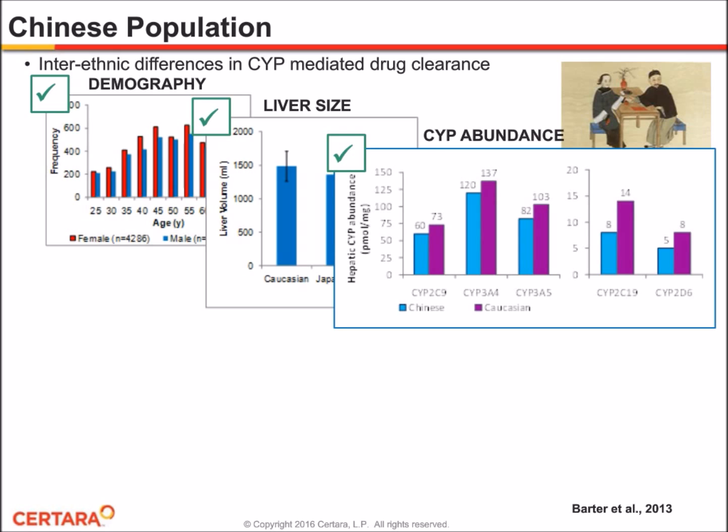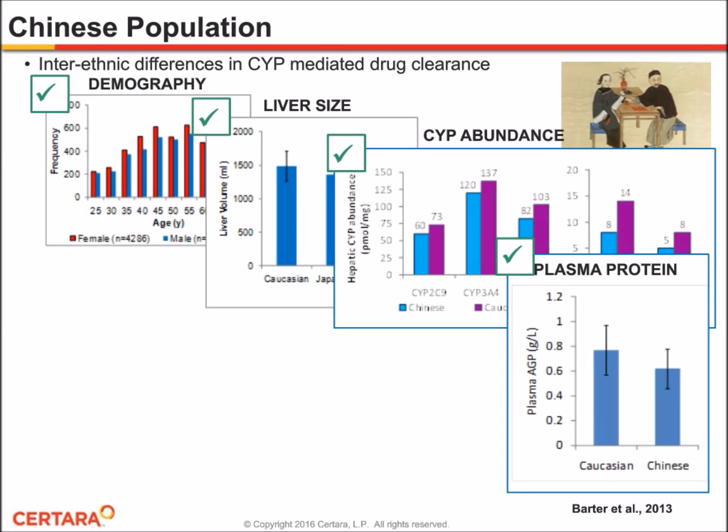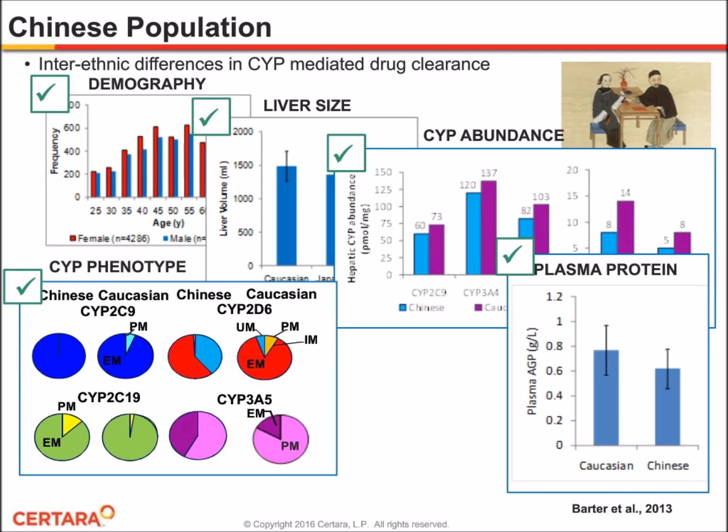So these are the variations in the various CYP enzymes, such as 2C9, 3A4, 3A5, 2C19, and 2D6 between the Chinese and the Caucasian populations. The blue bars are the Chinese population, and the purple or violet bars are the Caucasian population. Also, there is an inherent difference in the plasma proteins when you're looking at the Caucasians versus the Chinese population, and the distribution of phenotypes between the Chinese and the Caucasian populations for enzymes such as 2C9, 2D6, 2C19, and 3A5 is also very significant.